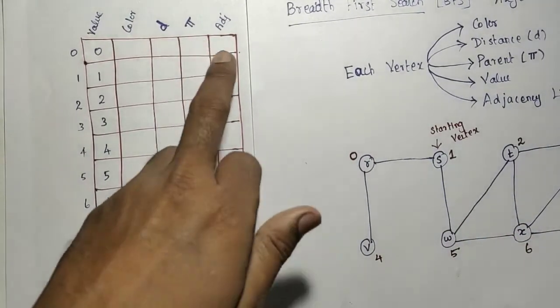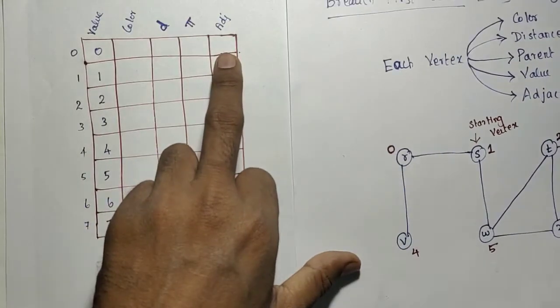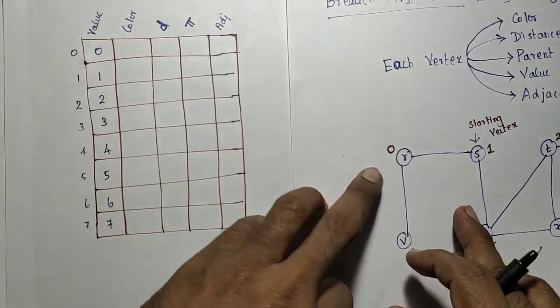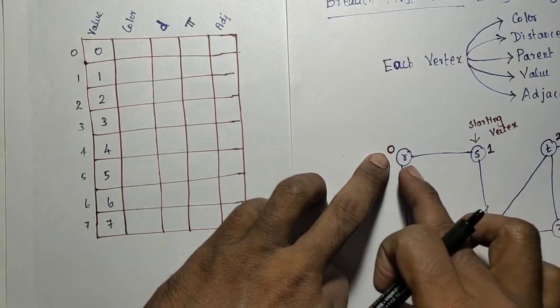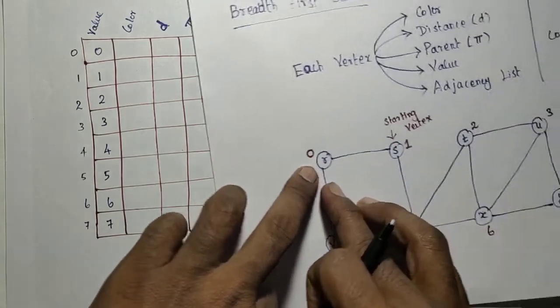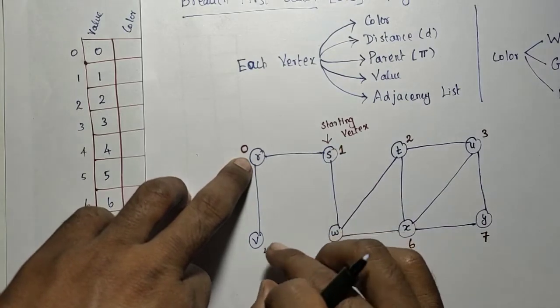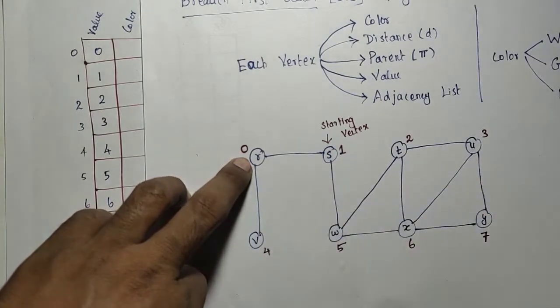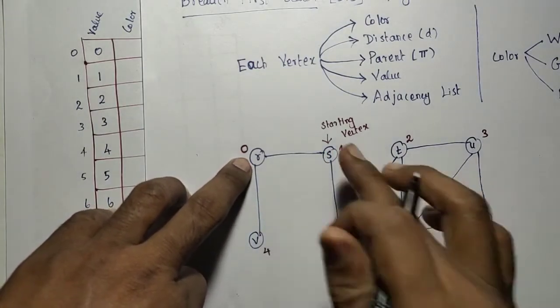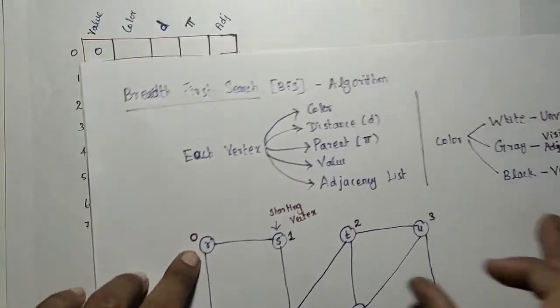And then fill that adjacency list. Adjacency list means what? For the 0, who are all the adjacent nodes? In the diagram, the 0 adjacencies are 1 and 4. So that needs to be added as a list, that's all. So 1 and 4. I can write like this.